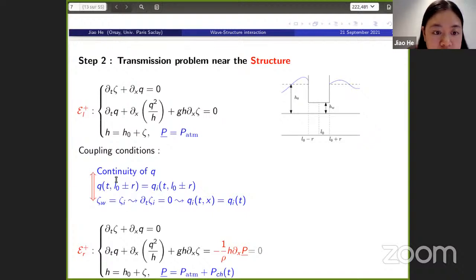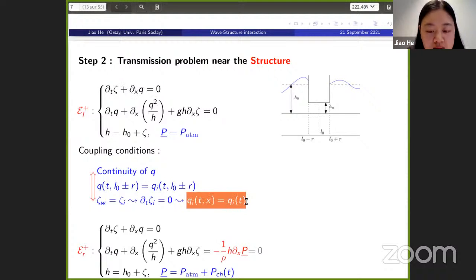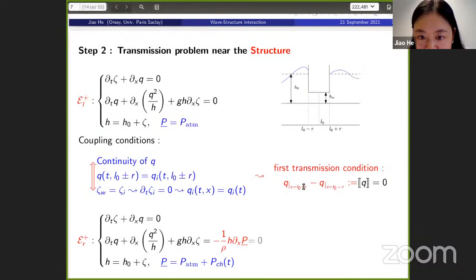Let us look at the interior domain. We have the continuity of Q. If we look at the first equation, in the interior domain, as I said before, the surface elevation is known to be a constant, so zeta i equal to zero. And by the first equation, we get that the horizontal discharge is a constant in space, and so it's just a function of time. This results in the first transmission condition near the structure.